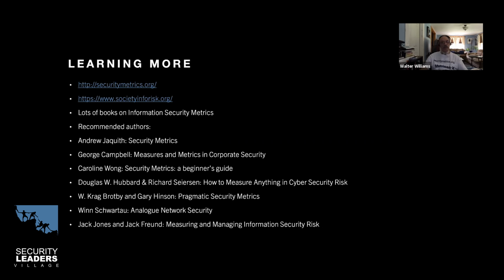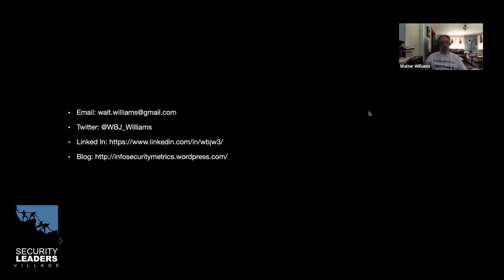Pragmatic Security Metrics is an excellent resource. I refer to it all the time so that I know that what I'm doing is making better sense. Winn Schwartau, thank you for Analog Network Security. It's an absolutely brilliantly written, brilliantly illustrated book. Jack Jones and Jack Freund, thank you, thank you, thank you for your work in measuring and managing information security risk. You can often get that book for free. Please get it, read it, come to an understanding of all of this.